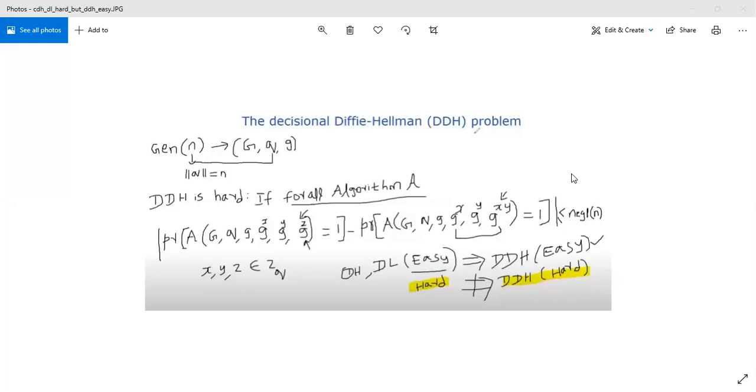Hello, welcome back. In this segment, I will show you an example that the decisional Diffie-Hellman problem is easy. I'm going to take the group G to be Z star P and show you that hardness of CDH and DL problems does not imply hardness of the decisional Diffie-Hellman problem.